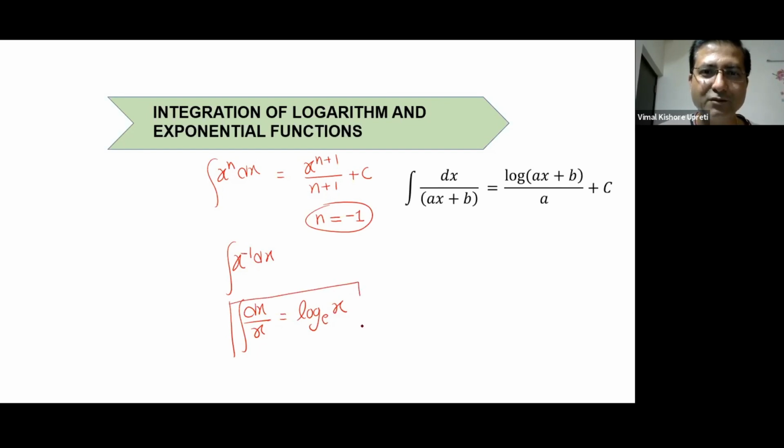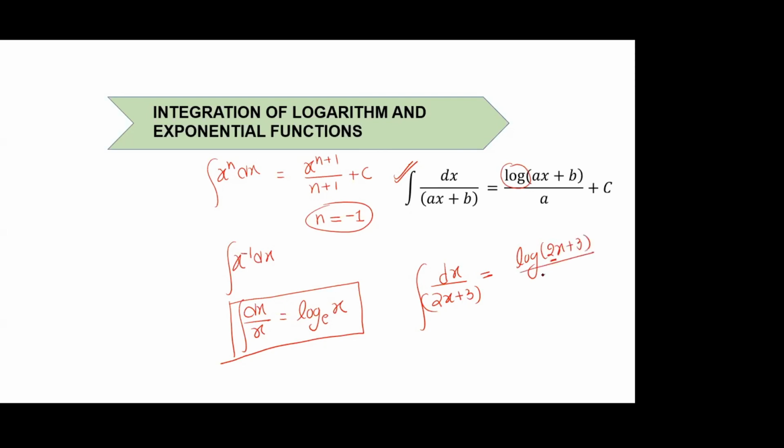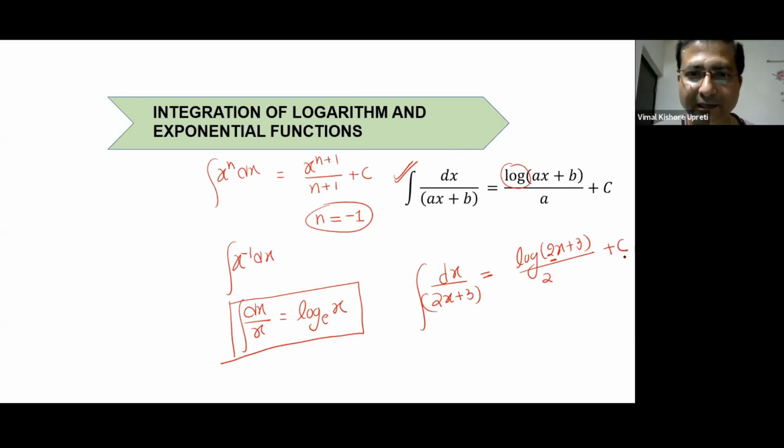Sometimes it will be directly given as 1 upon x, but sometimes it will be given something like this, 1 upon 2x plus 3. You can see what is written here. So the integration of this term, according to the formula, I'll use log of 2x plus 3 divided by 2, plus a constant, right? So this is the integration of 1 upon x or x to the power -1. The same formula we can extend to this format.